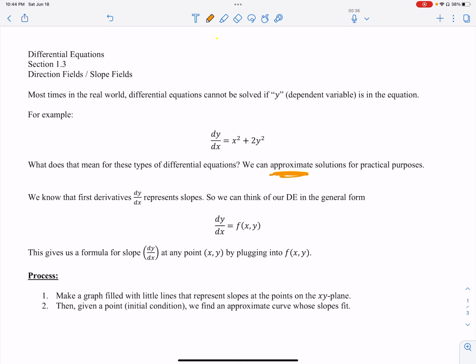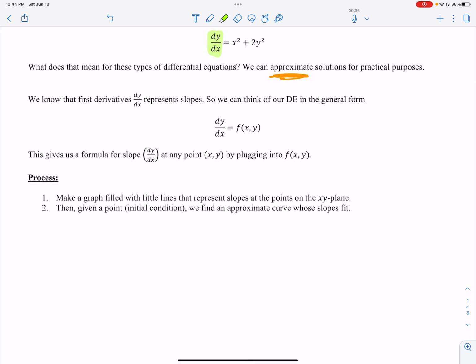So if we have it in this form, recall that this dy/dx is a derivative. It is our slope at a point. So we could actually draw a full graph, and at every single point we can capture what the slope looks like at that point, and then try to do our best to make a picture from the slopes.